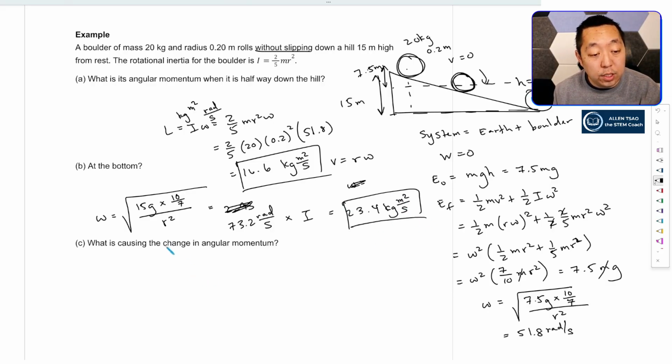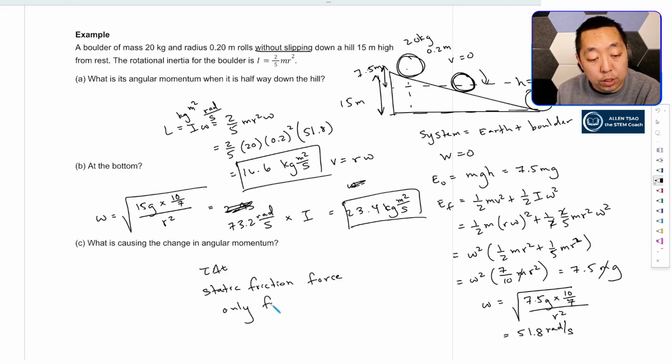Okay. What's causing the change in angular momentum? All right, so now we got to think conceptually. What caused the change in angular momentum is the angular impulse, right? So torque over time. What's causing the torque? Static frictional force, right? It's the static frictional force. We've done a lot of rolling down the hill, but that's the only force causing a torque, causing an angular impulse. Angular impulse is what's required to cause a change in angular momentum.